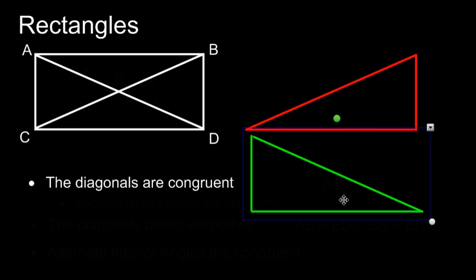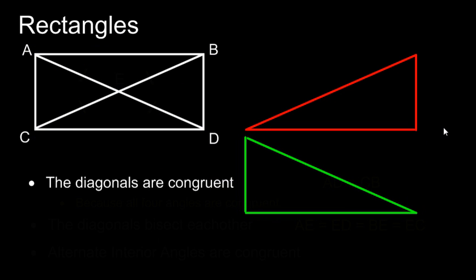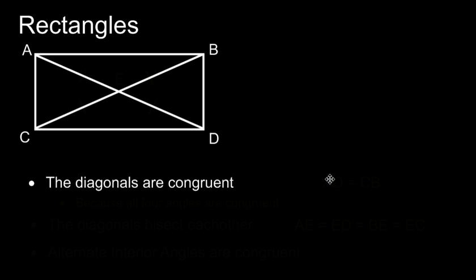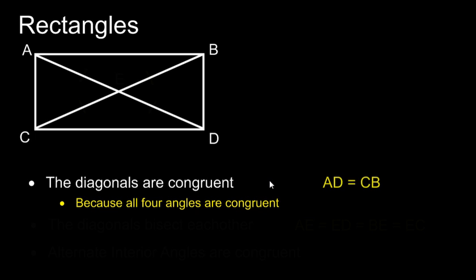These two triangles are congruent. And the reason is because since this angle is 90 and this angle is 90, the sides that they point to must also be congruent. That's a part of hinge theorem, which we talked about last week in chapter 5. So because the angles are congruent here, that means my two diagonals are going to be congruent. AD is equal to CB.